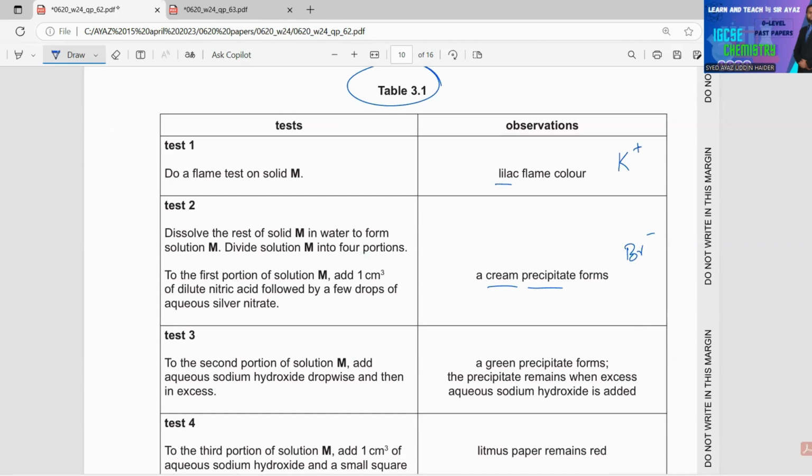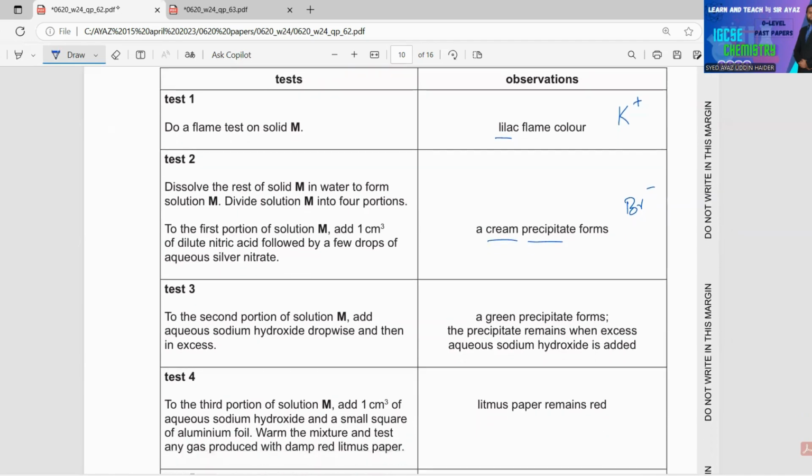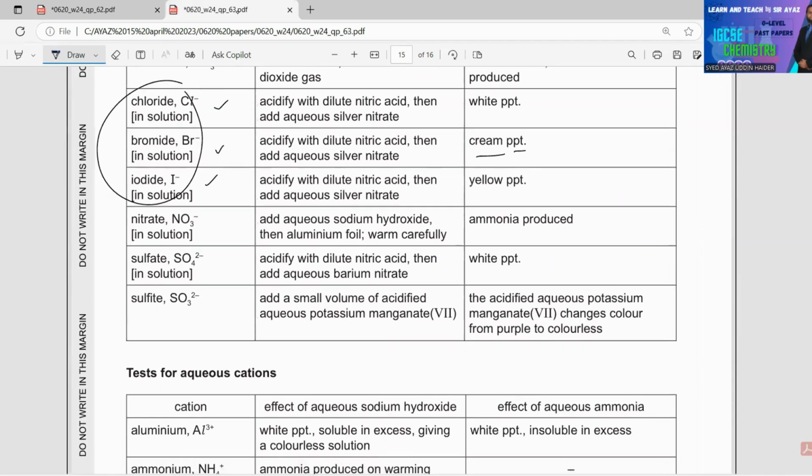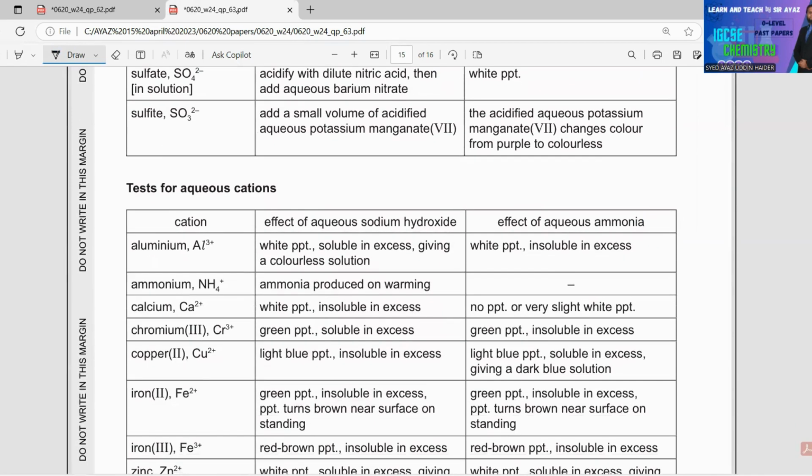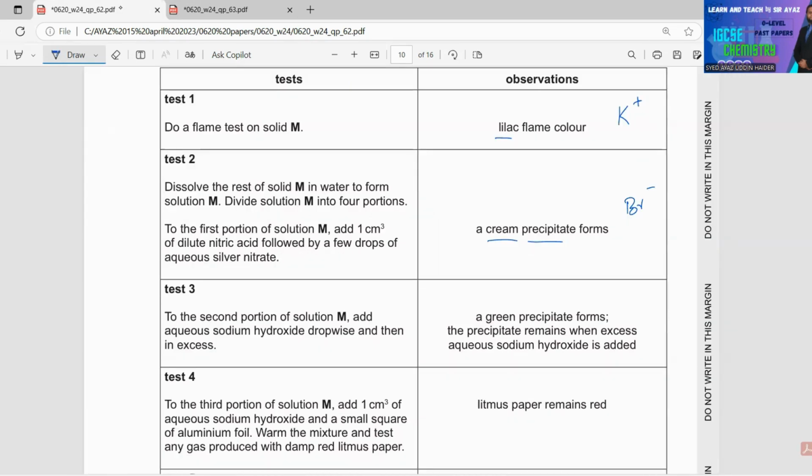Test 3, to the second portion of solution M. Add aqueous sodium hydroxide dropwise until in excess; a green precipitate forms. The precipitate remains when excess aqueous sodium hydroxide is added. So it is a test for the cations. It must be Fe2+ because in this case the precipitate remains, it's not soluble. In case of chromium 3+, it will also form a green precipitate but remain dissolved in excess sodium hydroxide. So it must be Fe2+.